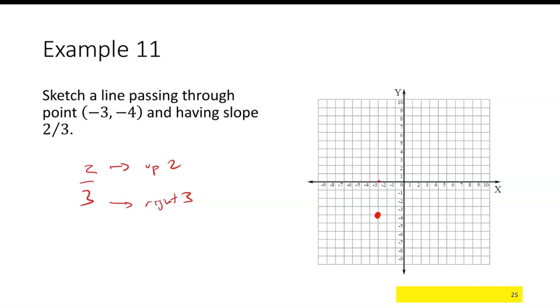And then what I do is I go up 2. So up 1, up 2, and then to the right 1, 2, 3. And that will be my next point. And I can repeat it, up 2, and then to the right 1, 2, 3. That would be my next point. Up 2, to the right 3. That would be the next one. And you can see that as I connect the dots, I can draw a line through them.